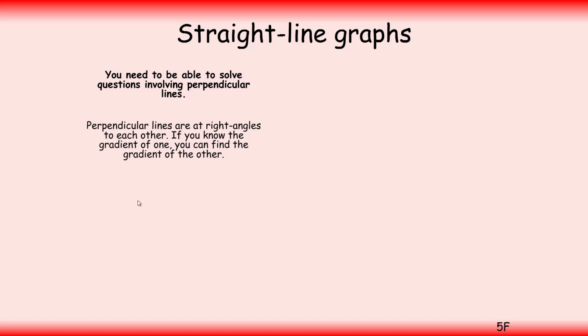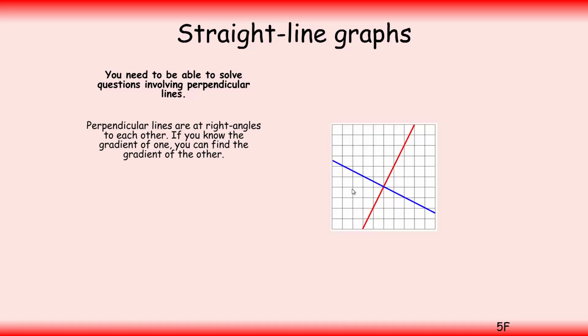Now if you have two lines, let's sketch two lines here, a red and a blue line. We can find the gradients of these lines by finding the rise over the run. With the red line, we've got a positive gradient, so it's 2 divided by 1, which gives us 2. With the blue line, it is a negative gradient, and the rise is 1 over 2, but because it's a negative gradient, you have minus a half.